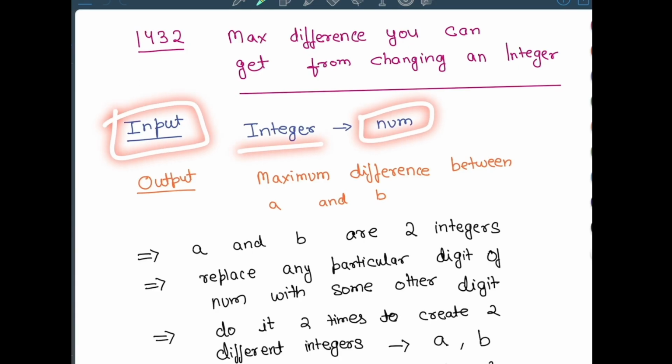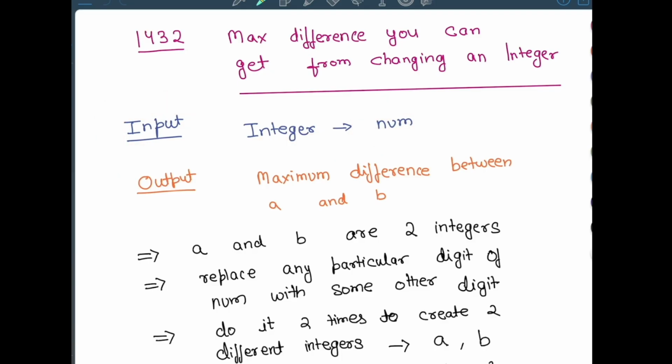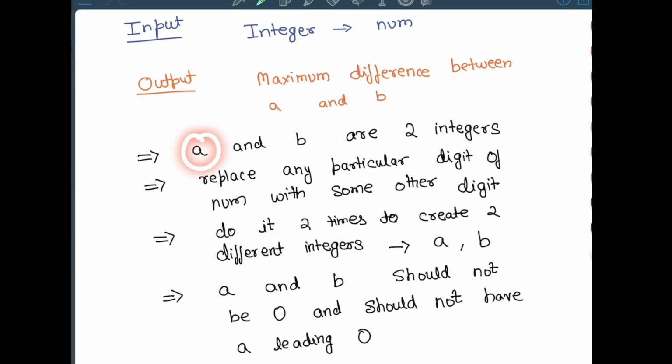So we are given an input and the integer is num. The output which we need to give in the problem is the maximum difference between a and b. Now, what is this a and b? Let us try to understand it. The question is all about creating the numbers a and b using the integer given as an input num. So basically a and b are two integers which we need to create using num.